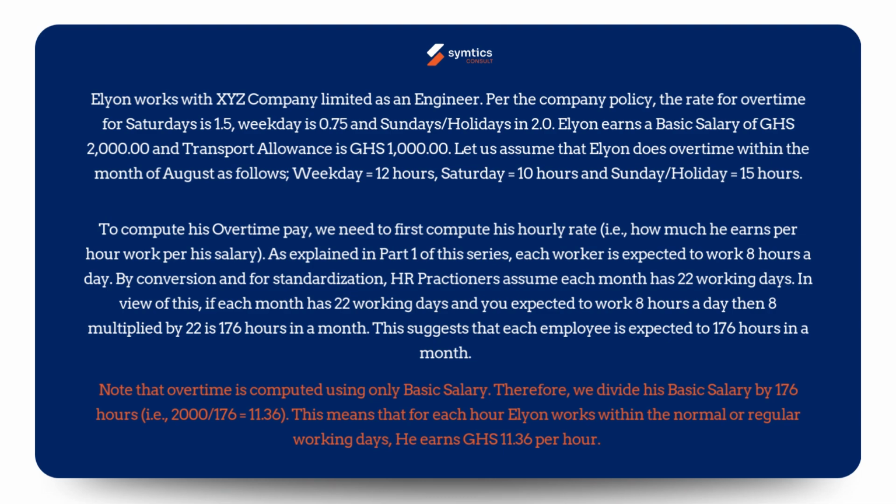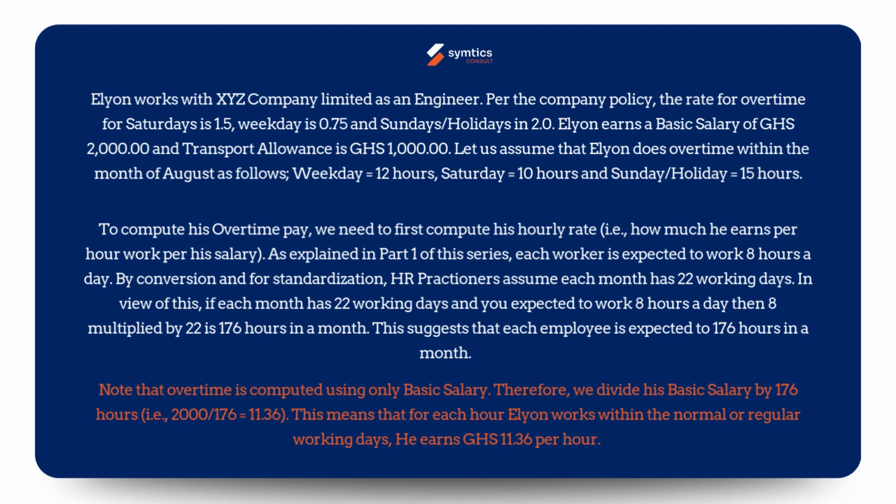To compute his overtime pay, we need to first compute his hourly rate, i.e., how much he earns per hour worked for his salary. As explained in part 1 of this series, each worker is expected to work 8 hours a day. By convention and for standardization, HR practitioners assume each month has 22 working days. In view of this, if each month has 22 working days and you are expected to work 8 hours a day, then 8 multiplied by 22 is 176 hours in a month. This suggests that each employee is expected to work 176 hours in a month.